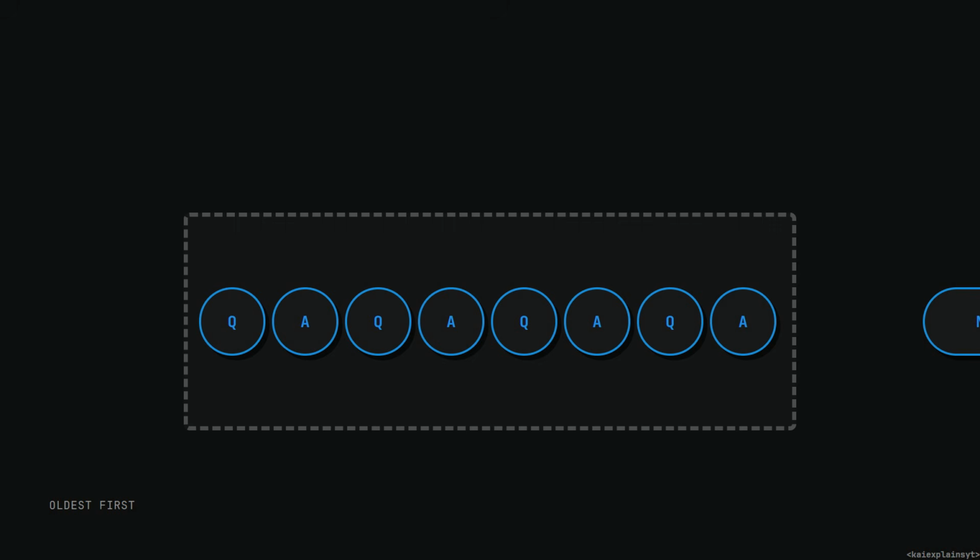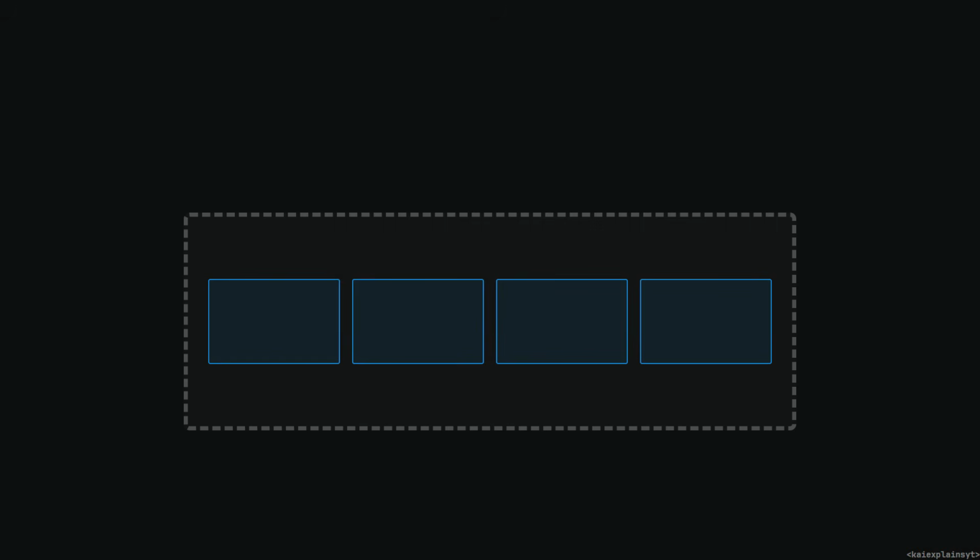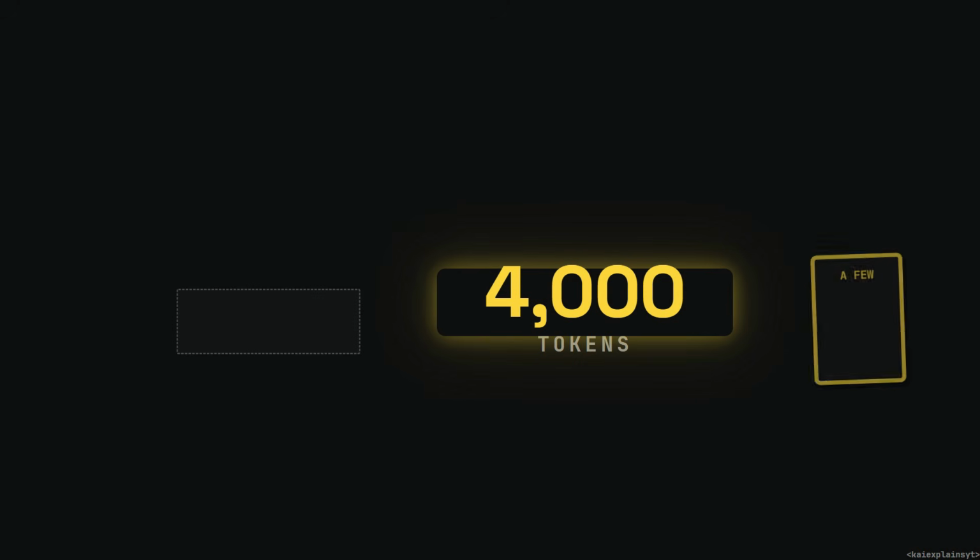Now here's the constraint. The whiteboard has a fixed size. Once it's full, you can't add anything new without erasing something old. And the thing that gets erased is always the oldest stuff at the beginning of your conversation. This is the context window. Early models had small whiteboards. We're talking 4,000 tokens, maybe a few pages of text.